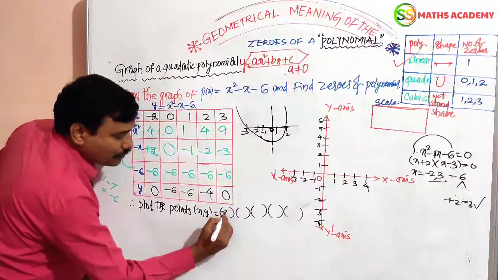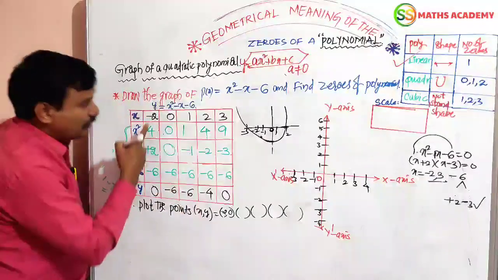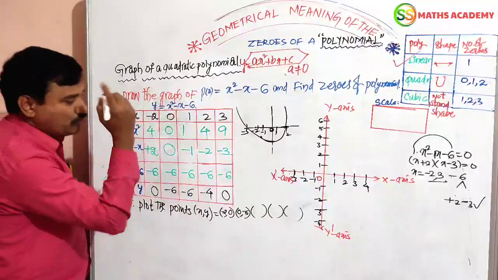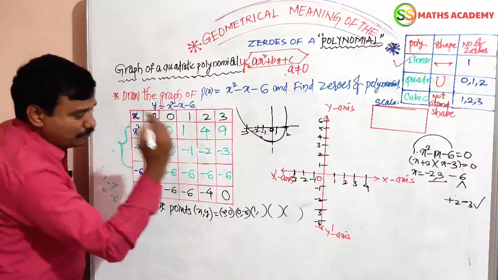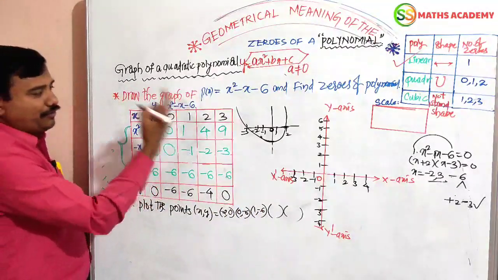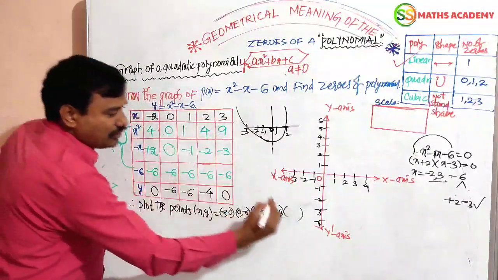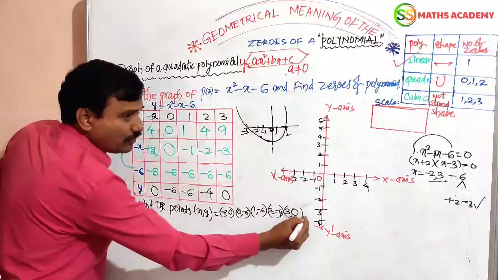Minus 2, I am getting 0. If I substitute 0, we have to get minus 6. If you substitute 1, we have to get minus 6 only again. Now if you substitute 2, you should get minus 4. If you substitute 3, you have to get 0.